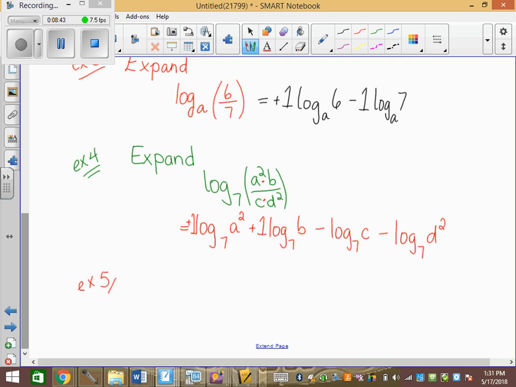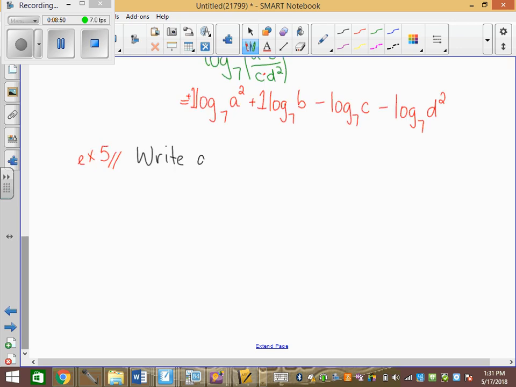Example 5. Write as a single logarithm. Write as a single logarithm means I'm giving you a whole bunch of questions with more than one log, okay? And you have to make it be one log. So make sure we're copying this down.